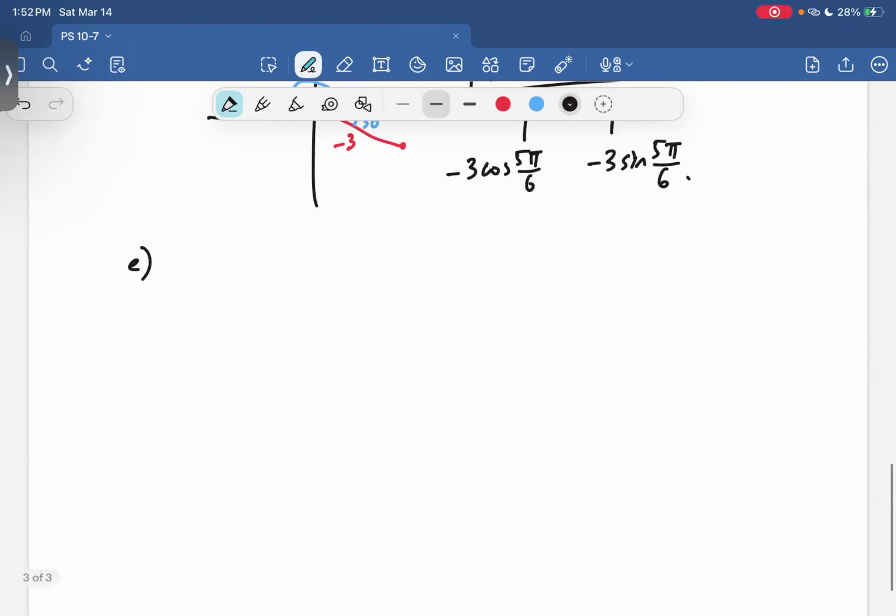Question E. So negative 4 pi over 3. Normally that's going to be right here, right? Going to go clockwise 4 pi over 3. So normally our direction would be that way. But because we have a radius of negative 2, our angle is going to be that way. This is 30 degrees. So that means our coordinates are 1 comma negative root 3.